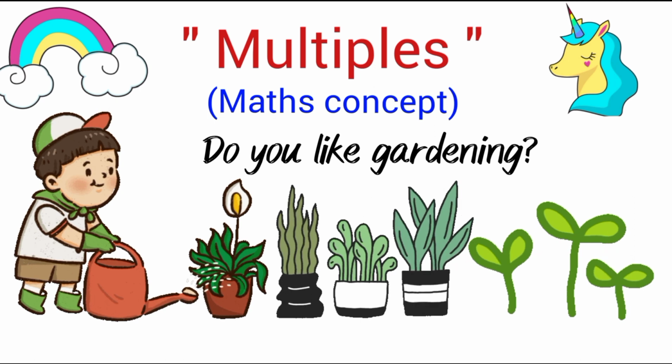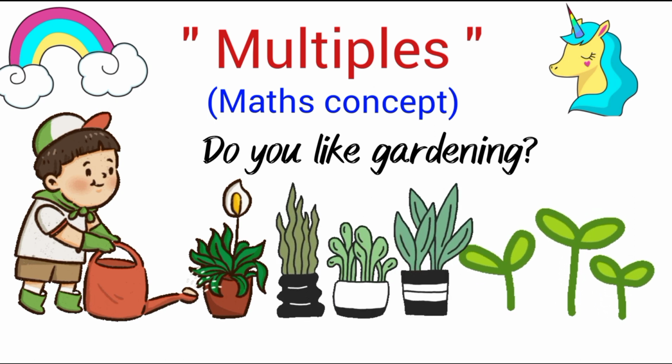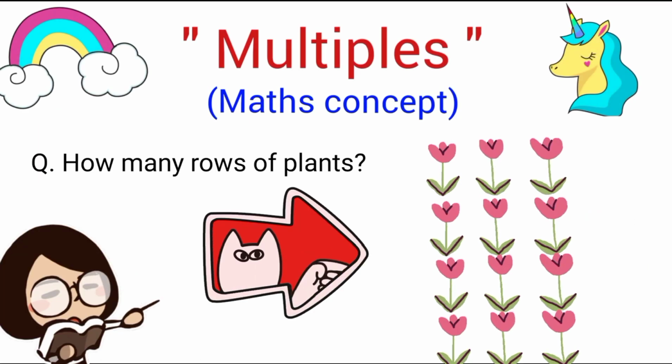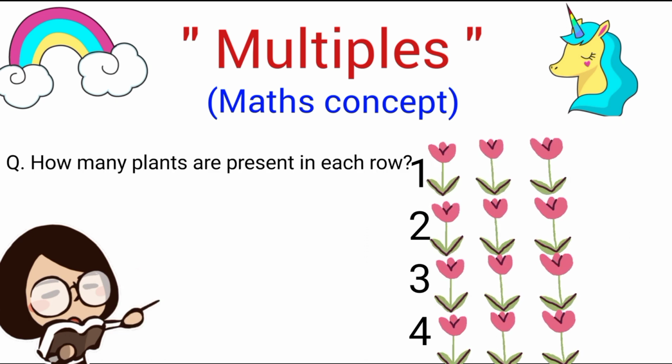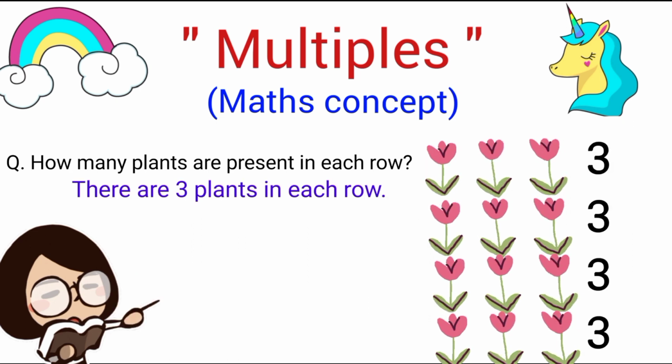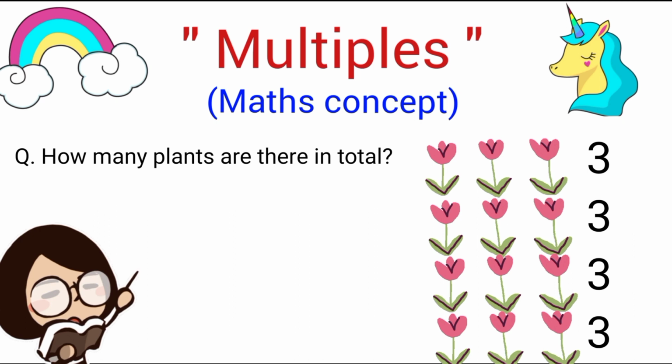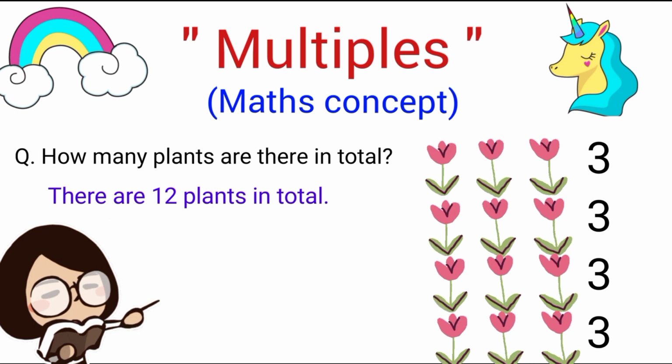Children, do you like gardening? Yes? Then have you ever done gardening at your school or at your home? Yes? Now children, carefully observe the picture and tell me how many rows of plants are present in the given picture. Yes, there are 4 rows of plants in the given picture. Then how many plants are there in each row? That's right, there are 3 plants in each row. Now children, can you count the total number of plants? Yes, there are 12 plants in total.